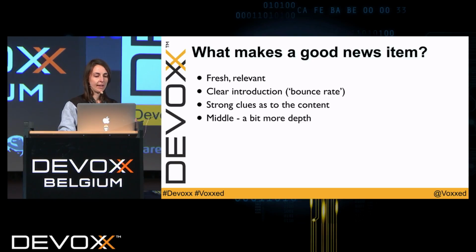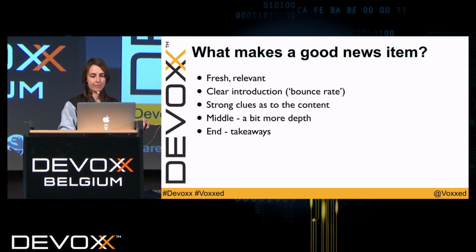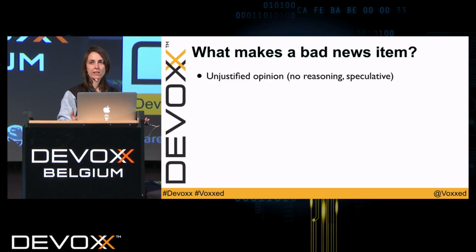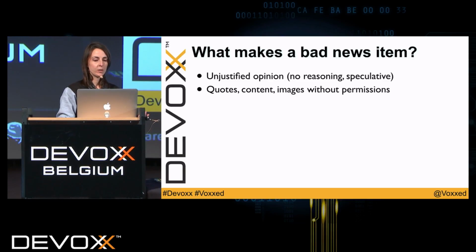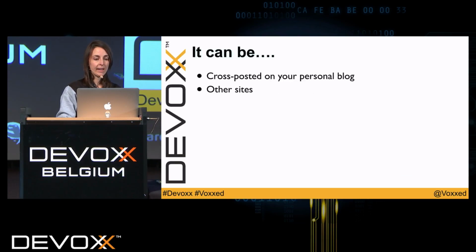The middle is a bit more depth, and this is like essay class in school with beginning, middle and end. And then the end is like the takeaways. So we've got this piece of news, what do we want to gain from it? In terms of a bad news item, something with unjustified opinion, maybe speculative. Quotes, content and images without permission. We do sometimes get submissions to Voxxed where they're very clearly taken from other websites, which isn't very good. Or anything obtained unfairly, so maybe you overheard something or you weren't supposed to know. It can be cross-posted on your personal blog, and it can be on other sites.